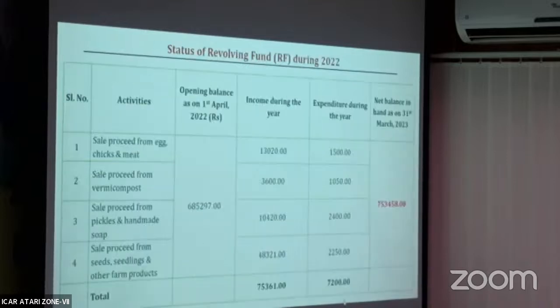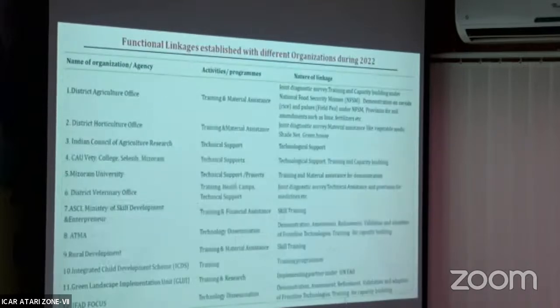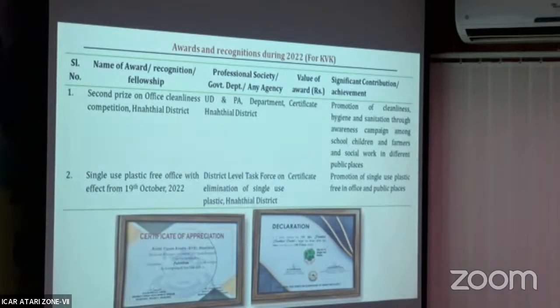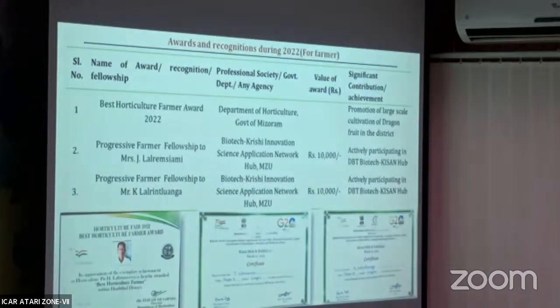Okay, sir. These are some of our functional linkages with other departments. We could link with IFAS focus and the Green Landscape Implementation Unit under the UN Food and Agriculture Organization also. And these are some of the awards and recognition we received during 2022. These are some of our farmers' rewards. We got the best horticulture farmer award from one of our KVK farmers, and under Biotech Kisan, farmers got this reward also.